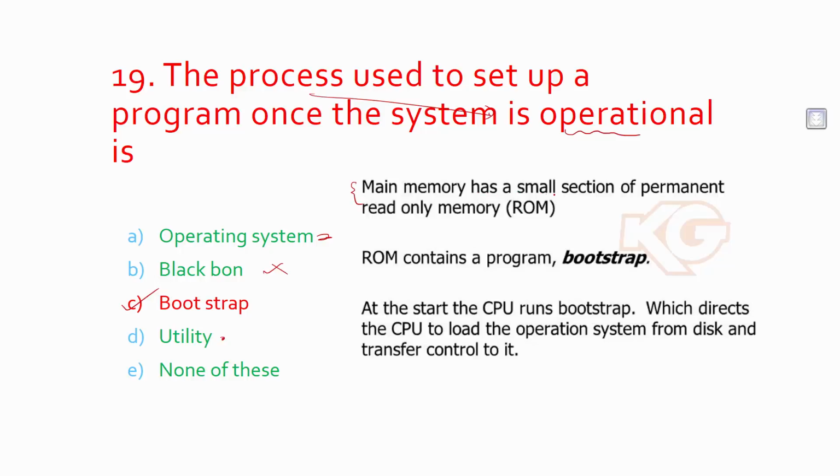The main memory has a small section of permanent read-only memory, a ROM, and ROM in turn consists of a program called a bootstrap program. At the start, the CPU runs bootstrap, which directs the CPU to load the operating system from the disk, which means it knows the link where the OS is residing. If this is corrupted or gone, you'll be seeing some blue screens and you need to reformat and reinstall your operating system. So it's pretty important when it comes to loading your operating system and for the booting process.